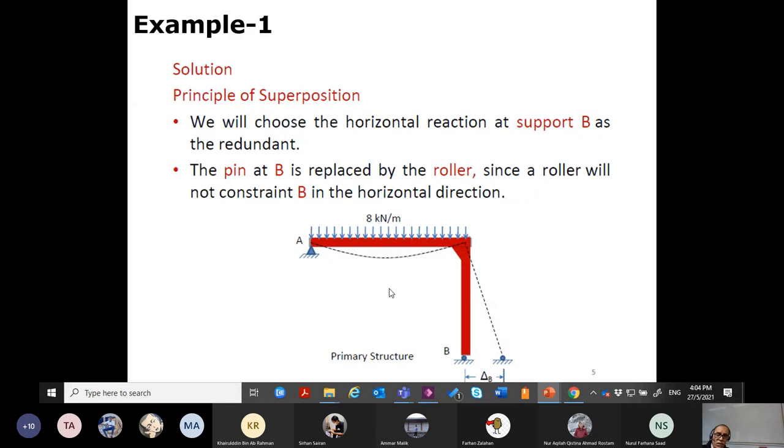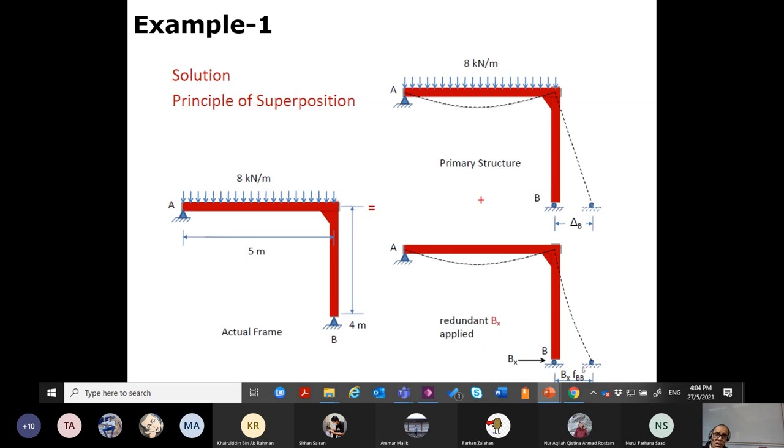This we get by removing the horizontal reaction. So that will be the primary structure. The main beam, as we say, will be composed of two structures: the primary structure, which is this, plus the redundant force. In the redundant structure, because the horizontal reaction was removed, we apply only the redundant force. Here we apply the actual force.